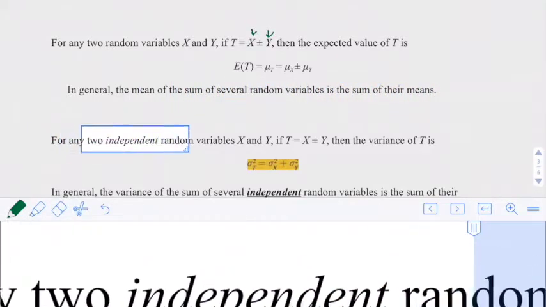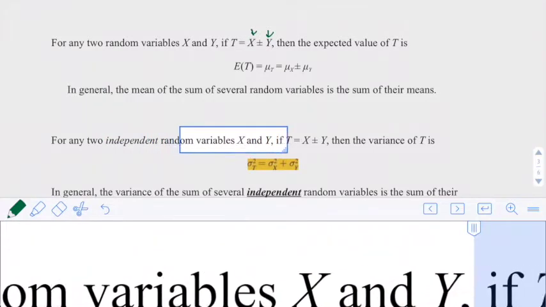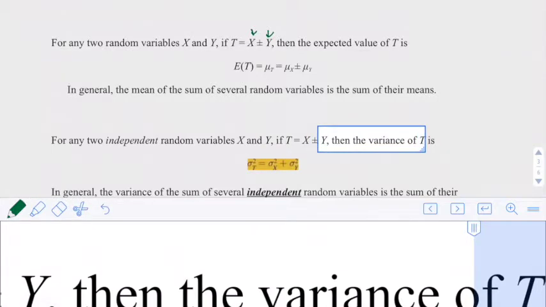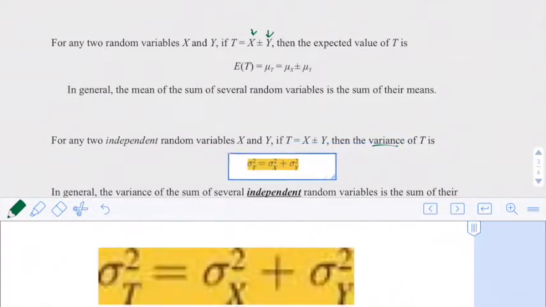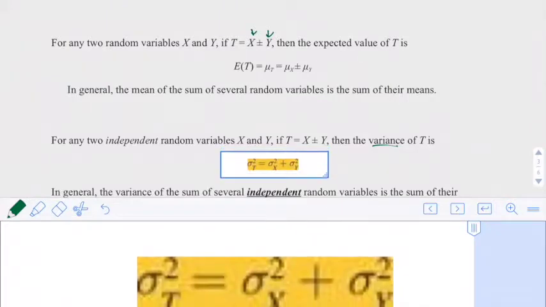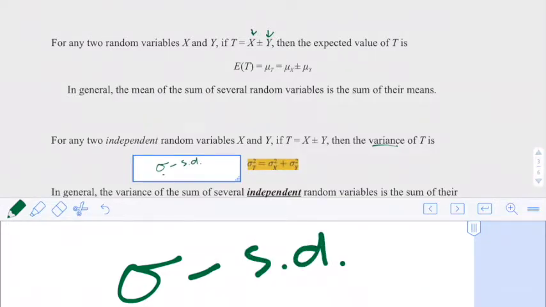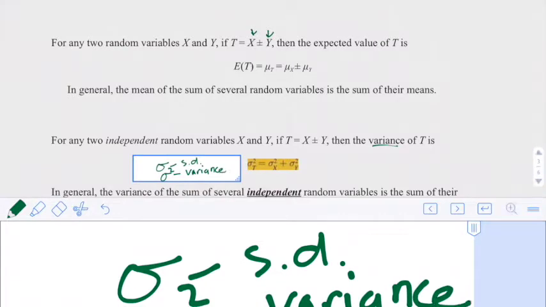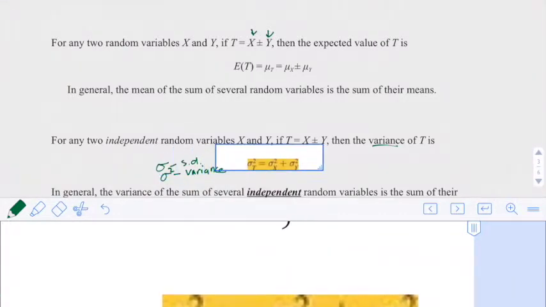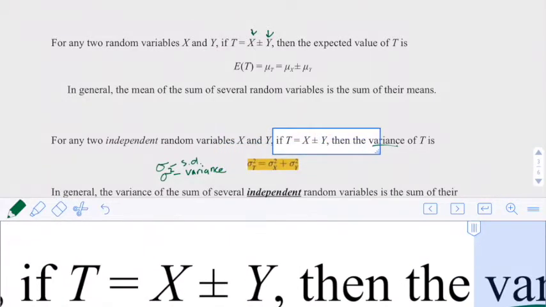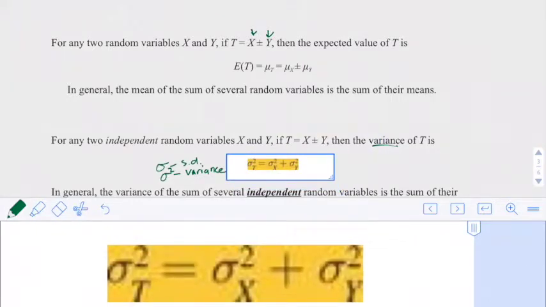For any 2 independent random variables, x and y, if t equals x plus or minus y, then the variance of t is sigma squared of t, right? That's a variance. Sigma would be the standard deviation. Sigma squared is the variance. It's been a while since we've done that, but we did talk about that at the beginning of the year. All you do is add them. No matter what, add or subtract, you're adding the variance.